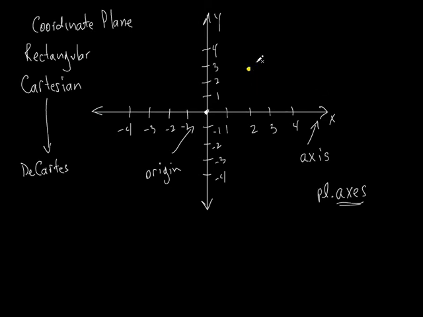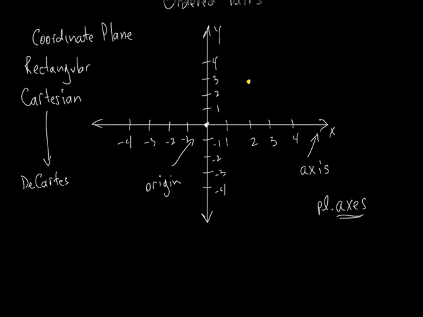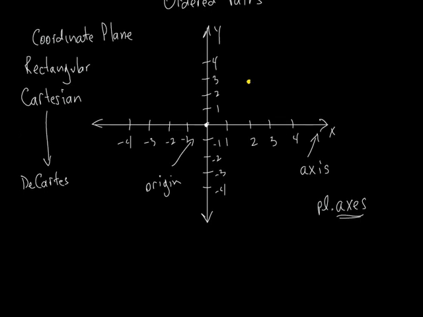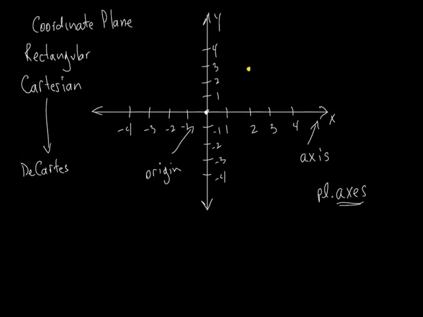So look at this point right here. What was the title of this little lesson? Ordered pairs, right? So it was an ordered pair. We tell somebody where this point is located by an ordered pair. Well, what does pair mean? How many things do you have if you have a pair? You have two things. And order, you have to put it in a certain order. So here's the order for an ordered pair.